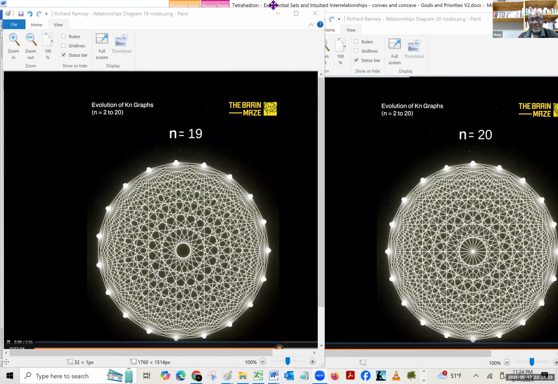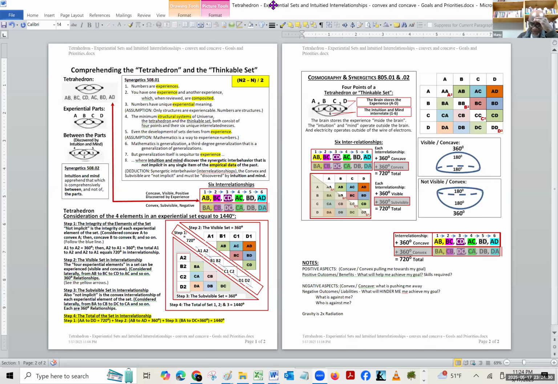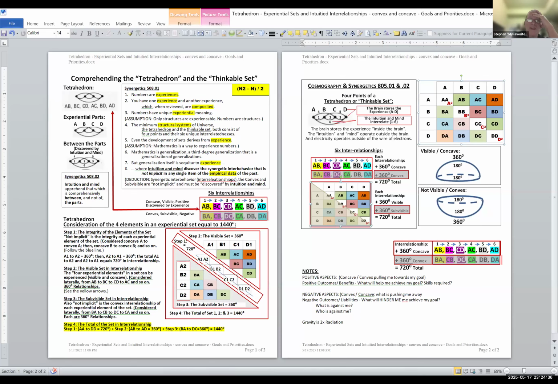Okay, concave. I have another question for you then about concave and convex. I designed this chart of these interrelationships. This shows from Cosmography, and it's talking about the thinkable set and the idea of how thoughts are organized. Here's your tetrahedron, here's your relationships, your nodes and your interrelationships. The nodes are labeled A, B, C, D. The interrelationships are 1 through 6. That's how Bucky decided to label them.